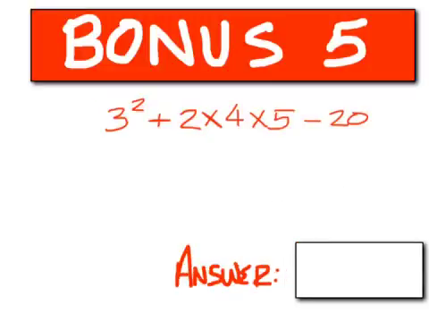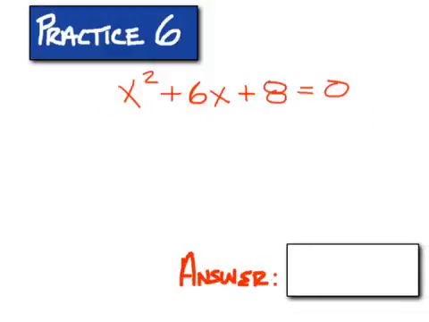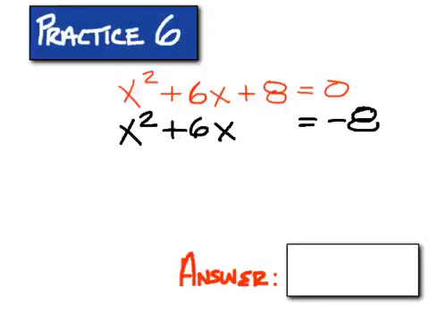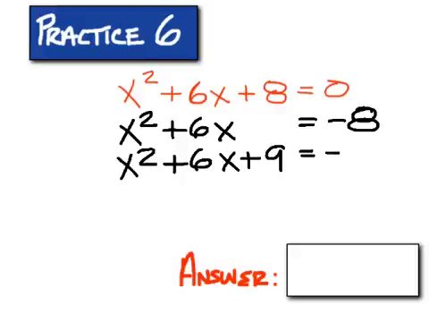Simple order of operations. Answer on the bonus should be 29. Or practice number 6, step number 3 only, just like the last practice. And on the practice problem, step 1 is x squared plus 6x equals negative 8. And then half of 6 is 3. Square that to get 9 and add it to both sides.